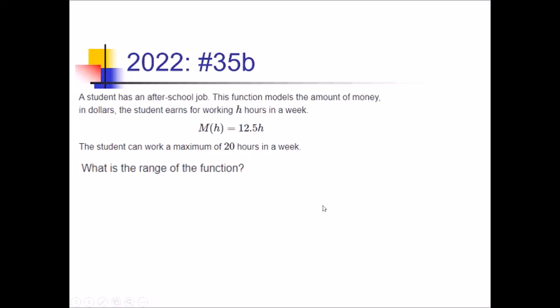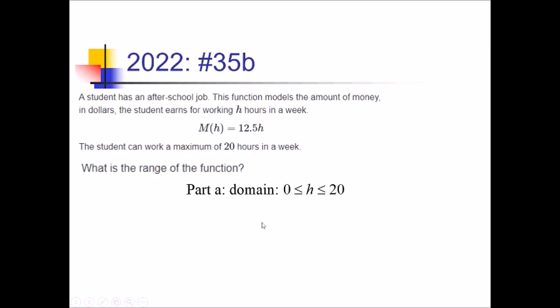For this second part of the problem, they want to know the range of the function. So in terms of outputs, in terms of money that we can earn, how high can we go? So there's two key pieces to figuring this out. First, we need to know all the acceptable inputs because those are going to determine the outputs. We saw from part A that our domain, our inputs, ranged from 0 hours to 20 hours. So we can get those values and all the values in between.